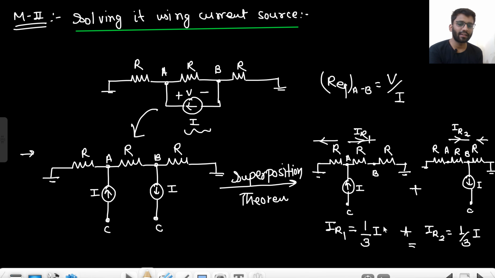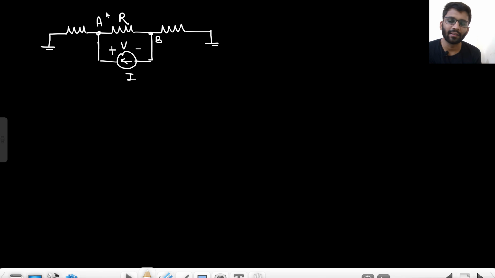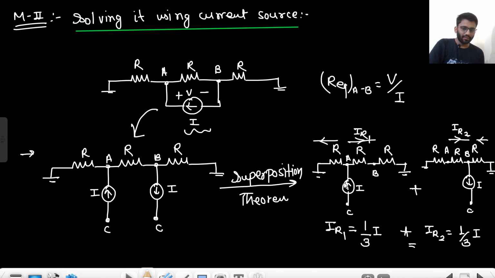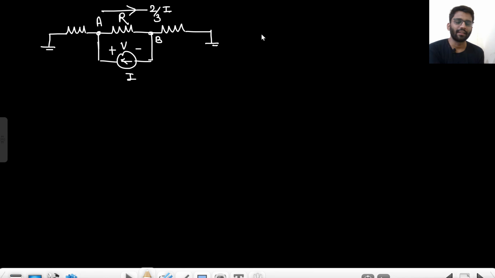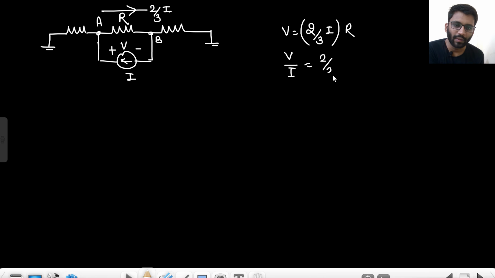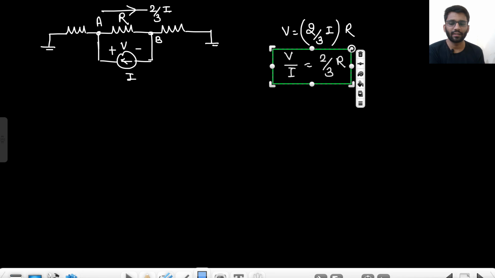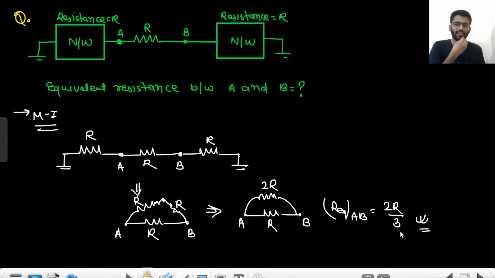Okay. Now what is the total current? Total current is 1 by 3I plus 1 by 3I, 2 by 3I. 1 by 3I was in this direction, 1 by 3I was in this direction. So total current is 2 by 3I. So basically your V is equal to 2 by 3I into R. So your V by I is equal to 2 by 3 into R. This was the answer we got previously as well.